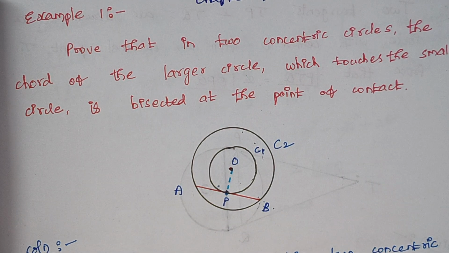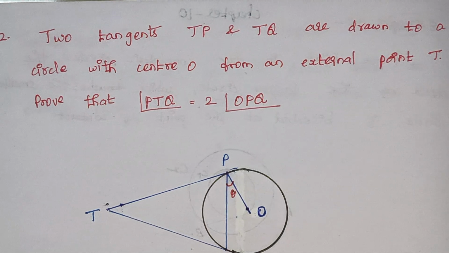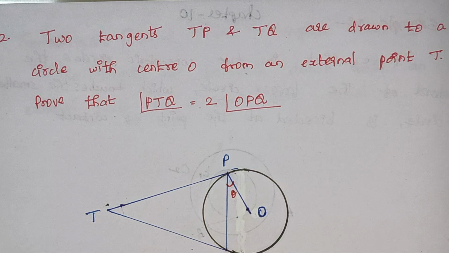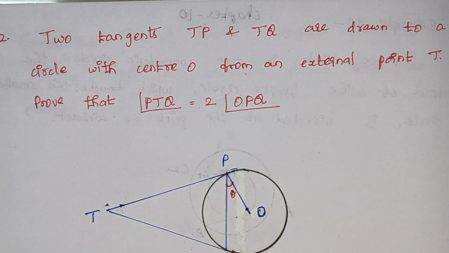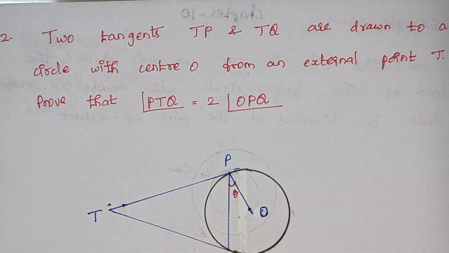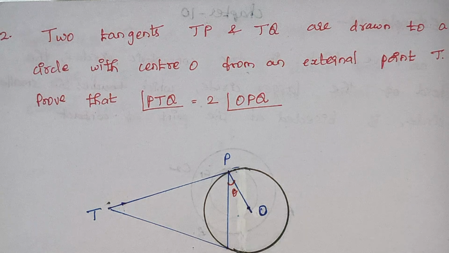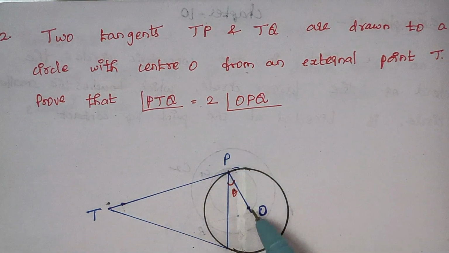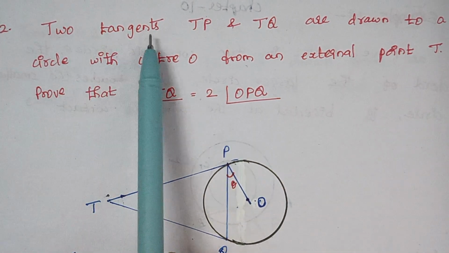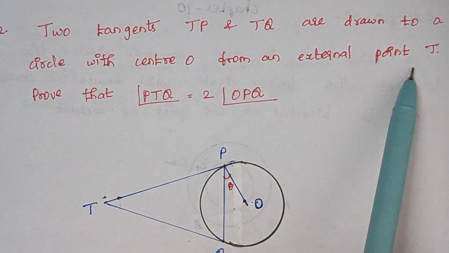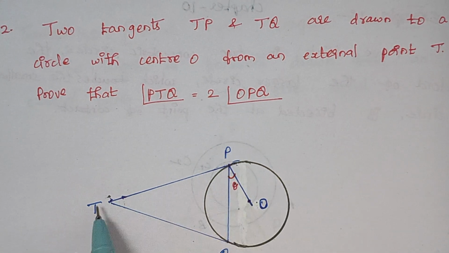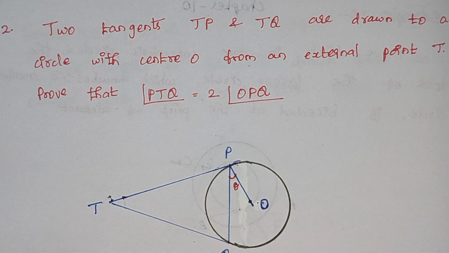We will proceed with the next one. Problem number 2: two tangents TP and TQ are drawn to a circle with center O from an external point T. Prove that angle PTQ is equal to 2 times angle OPQ. So here we are having a circle with center O. Draw a circle with the center O and we have two tangents from an external point T. So here T is the external point. From this point we have drawn two tangents to the circle.